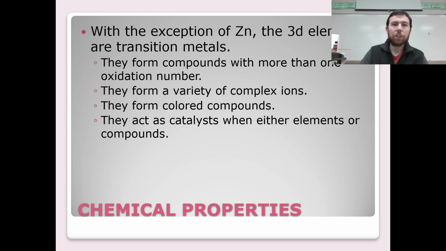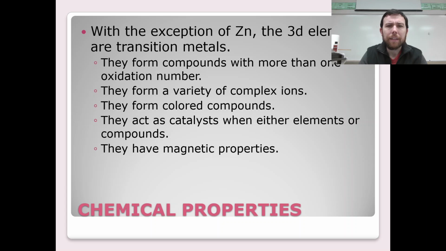Now, the other thing with your transition elements, they can serve as catalysts when they're either elements or if they're in compounds. And if you recall, we'll look at catalysts a little bit. Remember, a catalyst is something that can speed up a chemical reaction. All right, and then for your transition elements, these elements on the first d block, first d row, they have magnetic properties. Some of it might be due to ferromagnetism, but then some of it might also be due to paramagnetism versus diamagnetism.